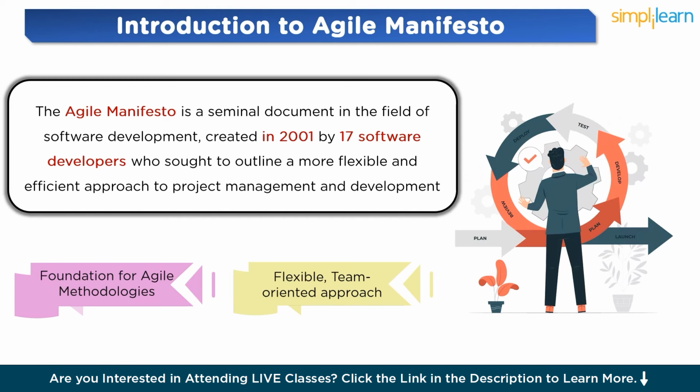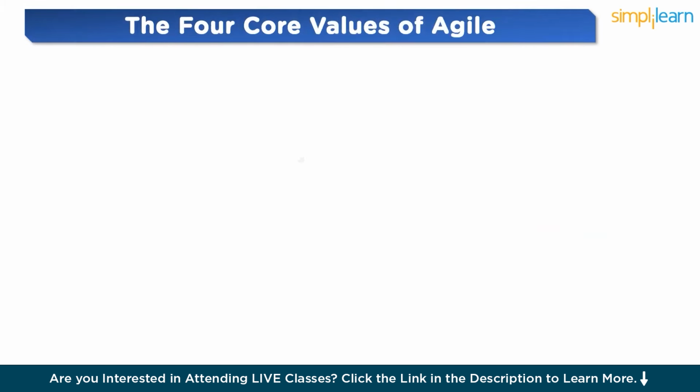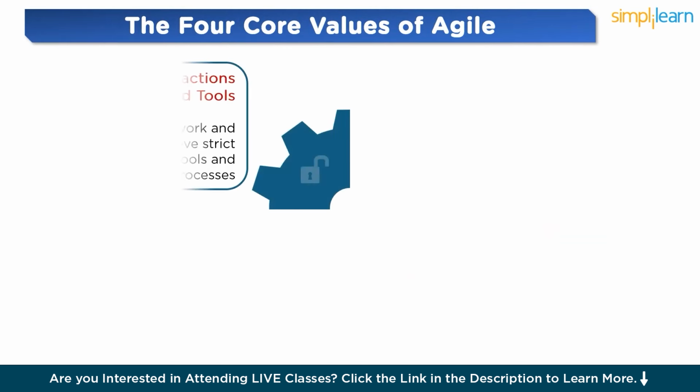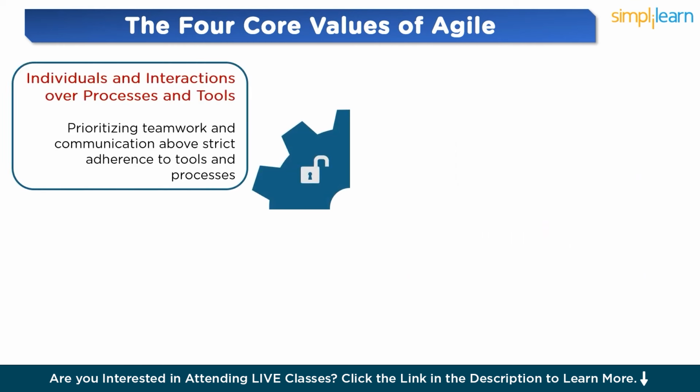With the manifesto in mind, let's start exploring the 4 core values of Agile. The 4 core values of Agile focus on people and results rather than rigid processes. Individuals and interactions over processes and tools, prioritizing teamwork and communication above strict adherence to tools and processes. Imagine a team deciding together how to solve a problem instead of just following a manual. It's like choosing a group discussion over filling out forms.